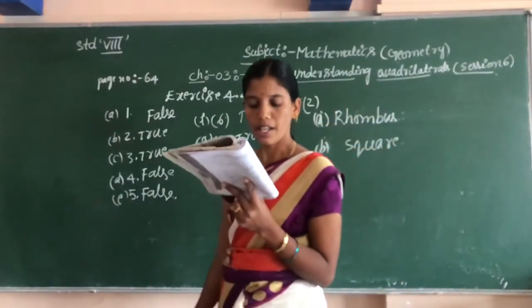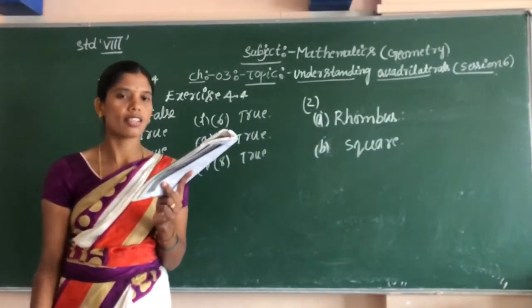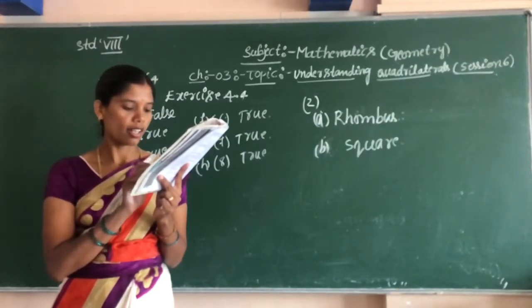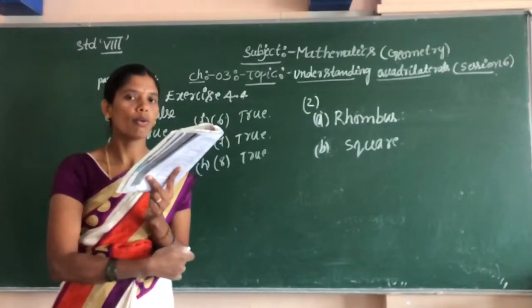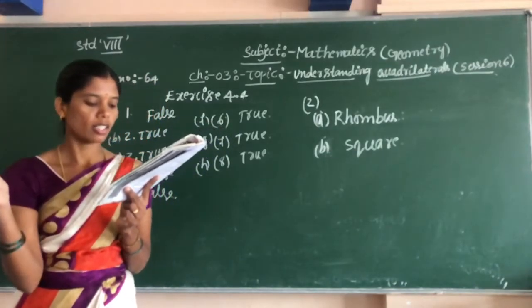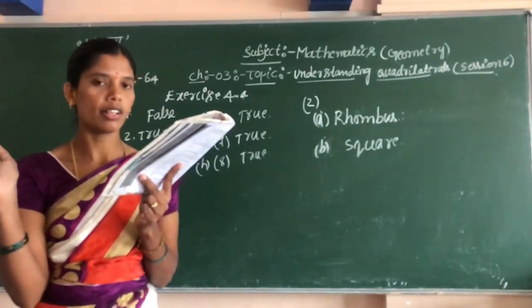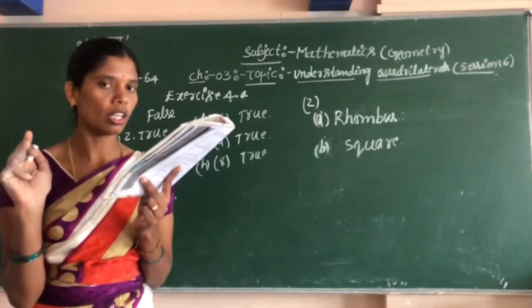Now next, explain how a square is. You see children, explain how a square is the relationship between the square and some quadrilaterals. First one is quadrilateral, second one is parallelogram, third one is rhombus, and fourth one is rectangle. You should do the homework.